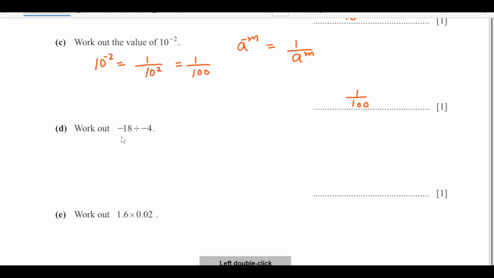Now work out -18 divided by -4, right? So the negative and negative sign get cancelled, and we can simplify. We can divide both by 2 here, by 2 here. We got 9 over 2. So 9 over 2, or you can also divide it, and it will become 4.5.